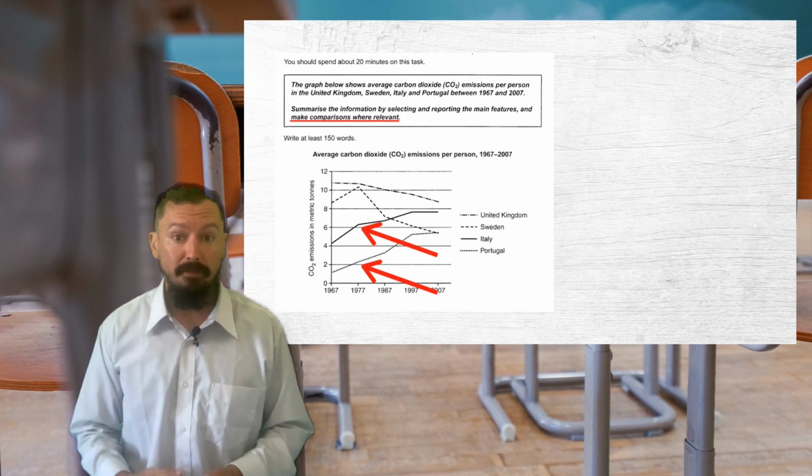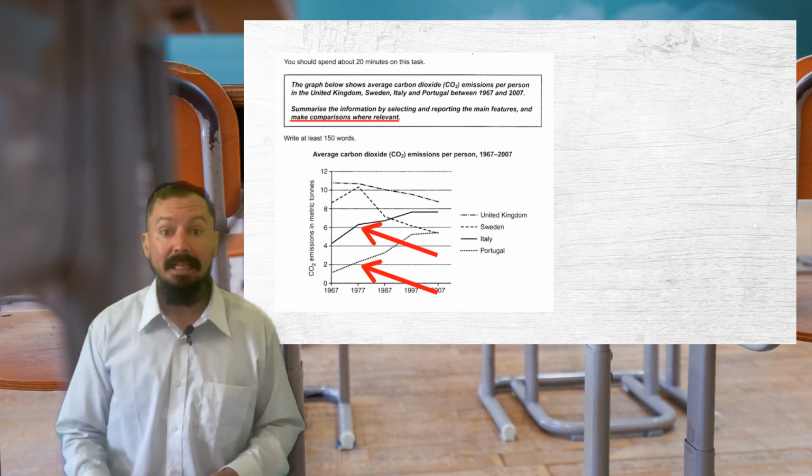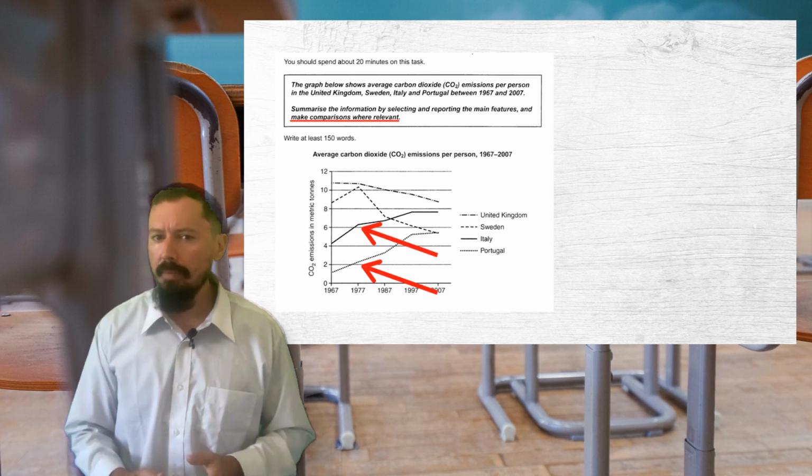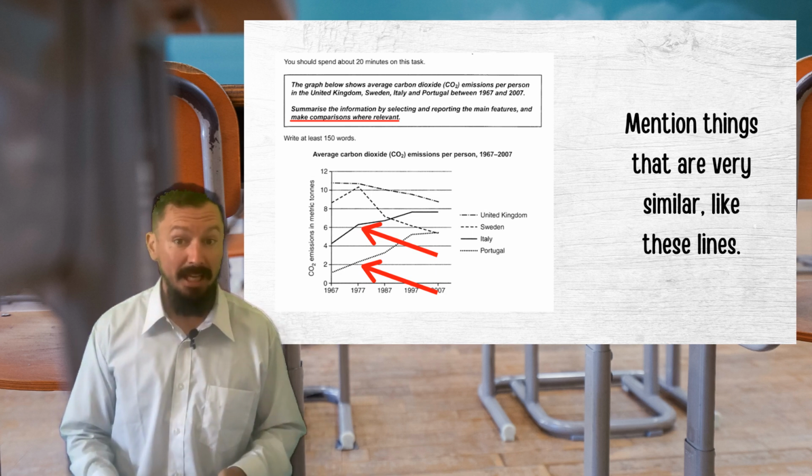In this line graph, for example, we can easily see that these two lines follow a very similar trend. It would be beneficial for us to draw the reader's attention towards that similarity. Conversely, a comparison is not always about similarities. It is often about contrasting information.